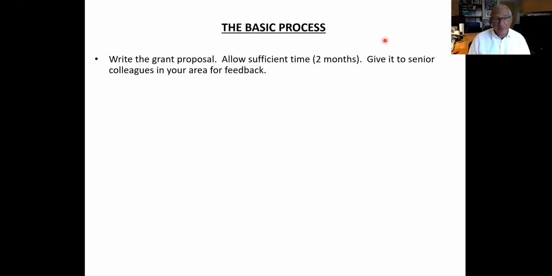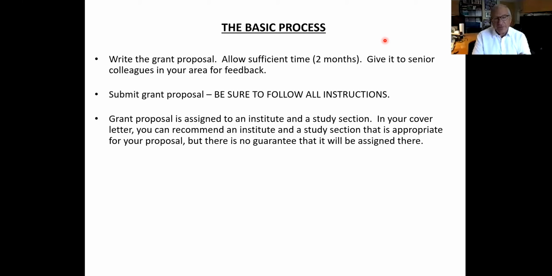So you submit the grant proposal. I've already given you my spiel about following all the instructions. Then at that point, your grant proposal is assigned to an institute and a study section. In your cover letter, there is an opportunity to recommend an institute and a study section that is appropriate for your proposal. I suggest that you actually do that, and you do some homework to see which study section and which institute would be most appropriate. But keep in mind, there's no guarantee that it will be assigned there.